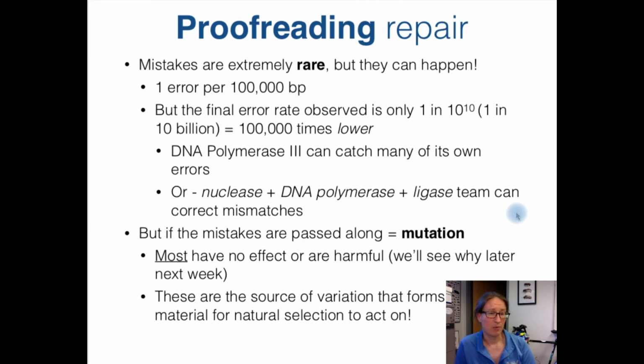One thing I didn't note at that point is that when those mistakes are passed along, that constitutes a new mutation. And most of the time when this happens, there aren't any major impacts of those mutations. Either the mutation has no effect, or in some cases that mutation may be harmful. And we're going to see why that happens more specifically in the next week. But those mutations are also the source of variation that forms the raw material for natural selection to act on. And we'll also be talking about that later on in the semester.